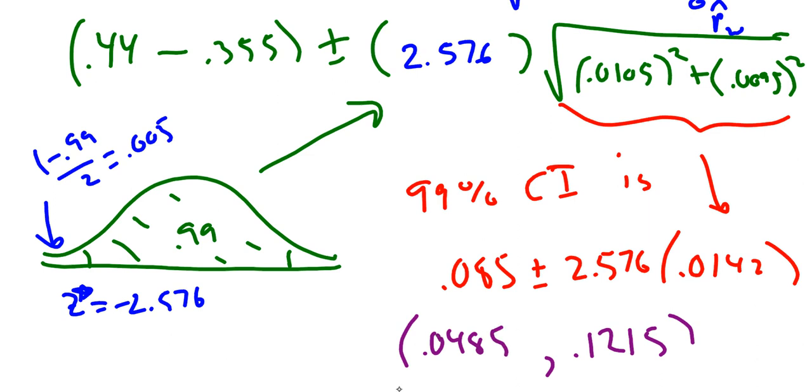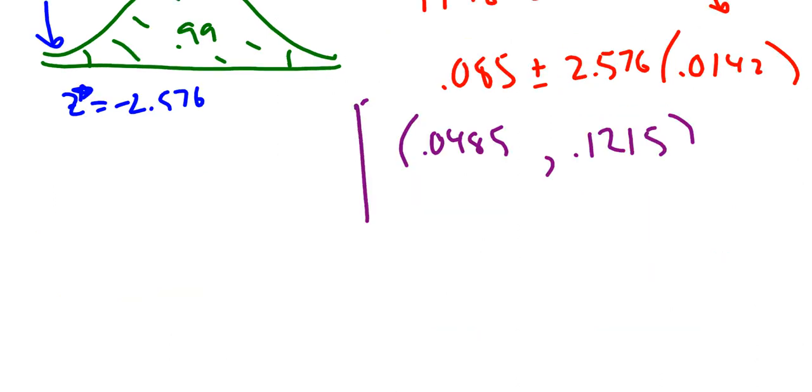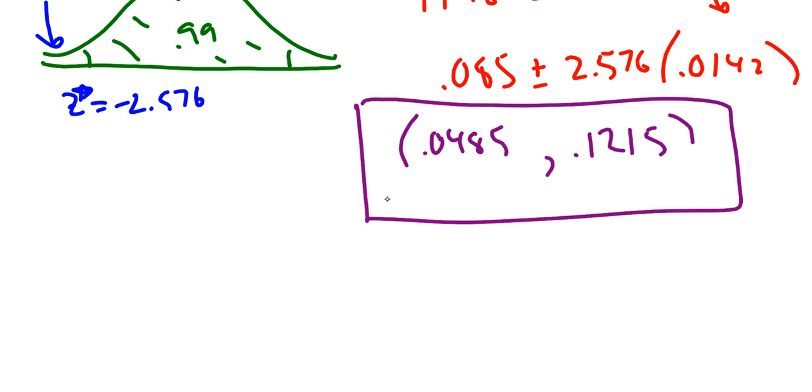So I'm not going to write it, but we should be able to interpret this. We are 99% confident that the true mean difference in the proportion of men and the proportion of women that live in their parents' homes is somewhere between 0.0485 and 0.1215.